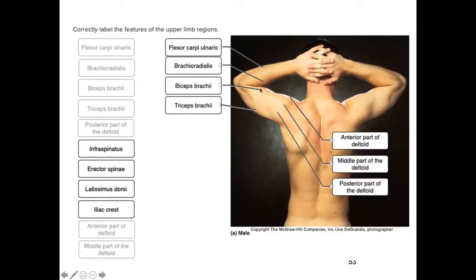On the front or anterior part of the brachium is the biceps brachii, and then on the posterior part is the triceps brachii. Anterior deltoid, middle deltoid, and posterior deltoid. The deltoid is named by its shape. It looks like the Greek letter delta, and there's an anterior part, a middle part, and a posterior part of it.